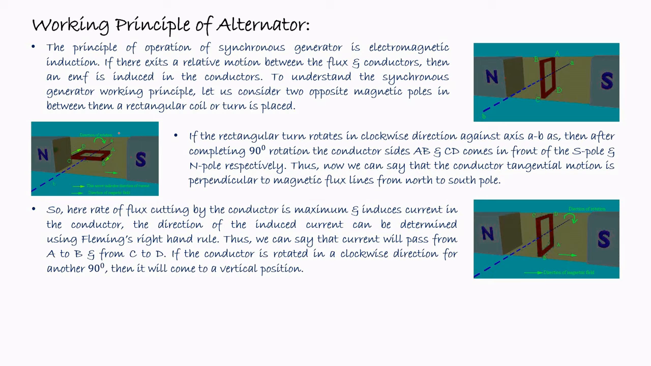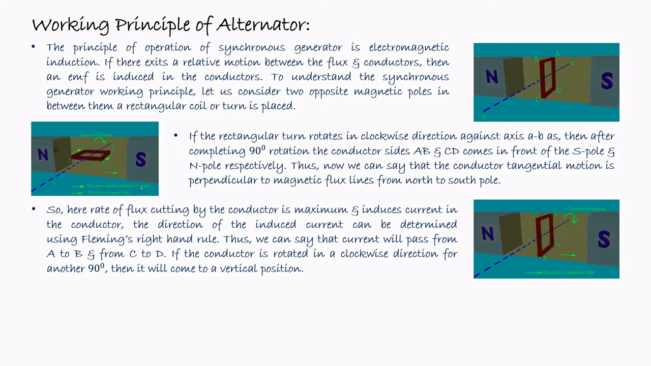If the conductor is rotated in a clockwise direction for another 90 degrees, then it will come to a vertical position. So here is the EMF which is induced in the coil after 90-degree rotation. Let's say the current direction is from A to B and the same current will flow from C to D because these two coil sides are on opposite sides. That means they are under the opposite magnetic poles. That's why, according to Fleming's right hand rule, we can easily find out the polarity of the induced EMF.